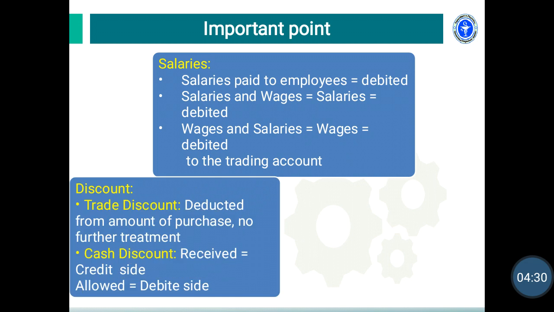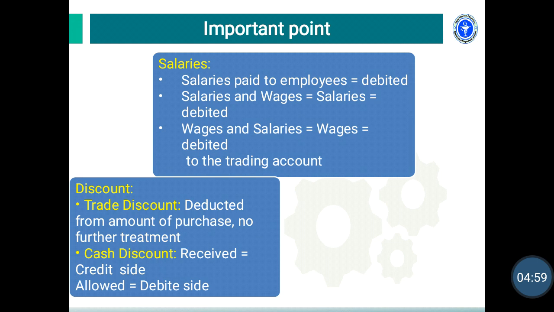The next important point is discount. Discount is of two types: trade discount and cash discount. Trade discount is given on bulk purchase and bulk sale, and it is deducted from amount of purchase and sale before they are recorded in a book. That's why no further treatment is given to trade discount.